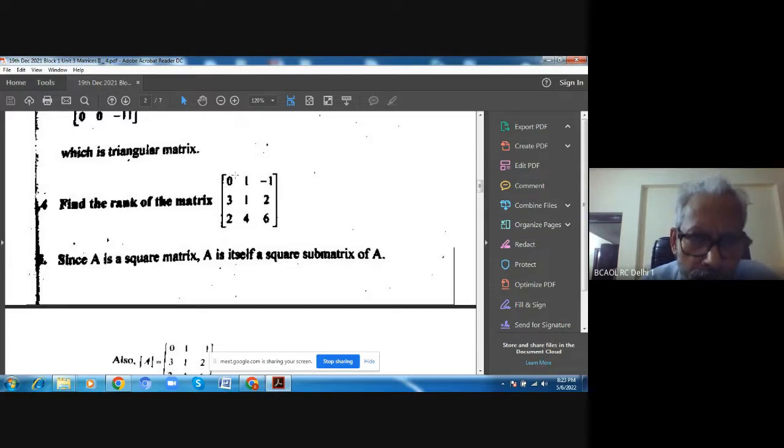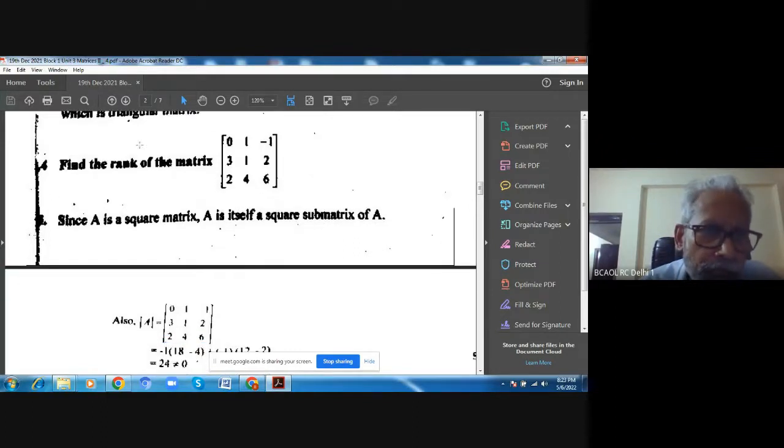How to derive it? You have to first find out the determinant. If the determinant is 0, then definitely the rank will be reduced by 1. In this case, it seems to be a rank of 3. The rank of A should be 3. But if the determinant is 0, then the rank will be 2. If it is not 0, then you can say rank is 3 only, because it is of order 3.